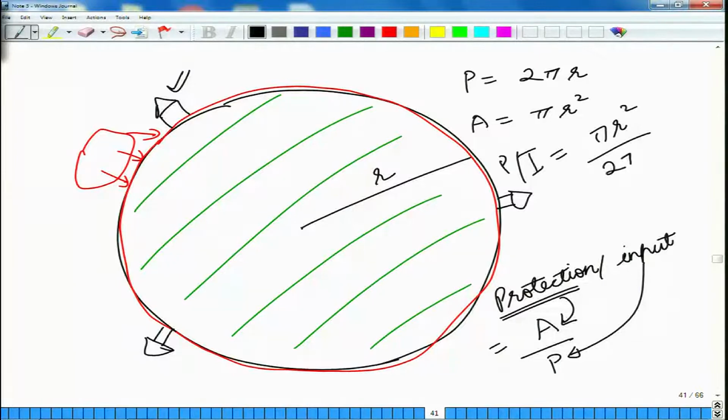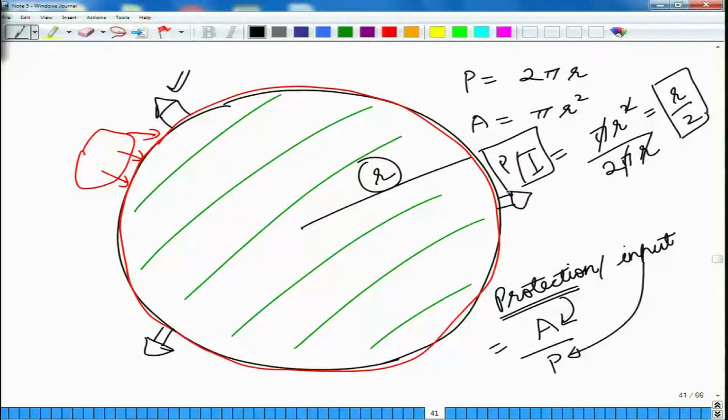Now, for this protection per unit input, we have area which is given by pi r square, and we have perimeter that is given by 2 pi r. So, pi and pi cancel out, r and r cancel out. So, this is equal to r by 2. So, essentially when we increase r, our level of protection or the amount of protection per unit of input also increases, which means that with very less number of people, with very less amount of budget, we are able to protect a larger area. And this is only possible if we have a larger area from the beginning itself, so that it has a smaller perimeter compared to the area, or a larger area compared to the perimeter.